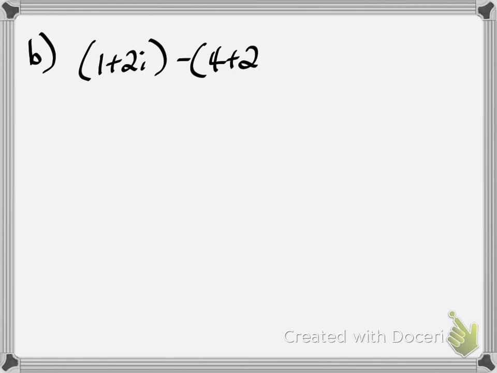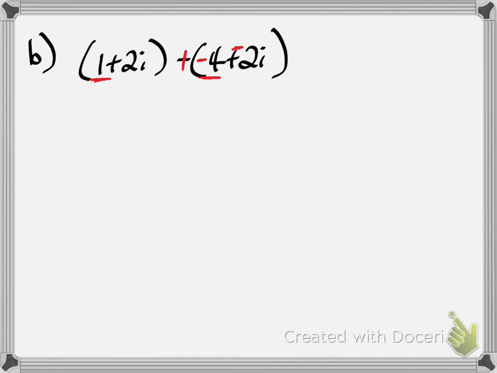B part, what if we were subtracting them? (1 plus 2i) minus (4 plus 2i). Well, just like when we do long division, I don't like to keep up with subtracting everything I get. I draw the line and I change all the signs. I kind of like to do that with these two. I like to change and flip both of those. So keep the first the same and change the sign of the second one. And then you just add.